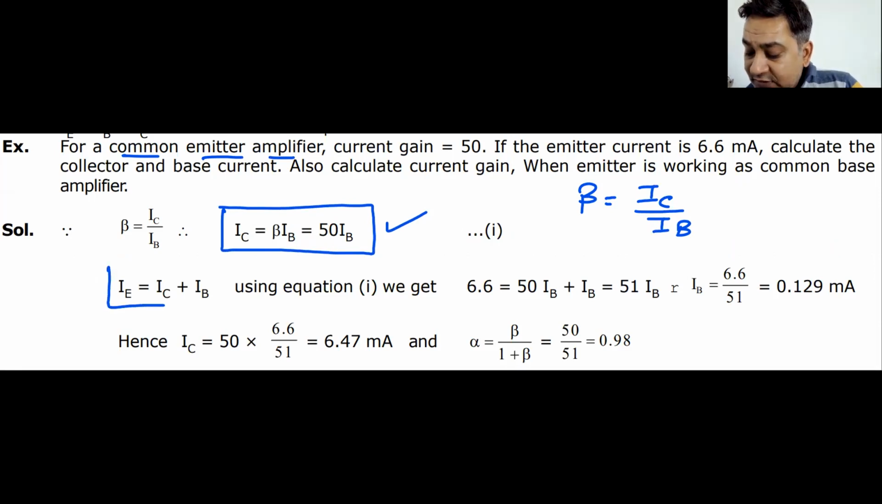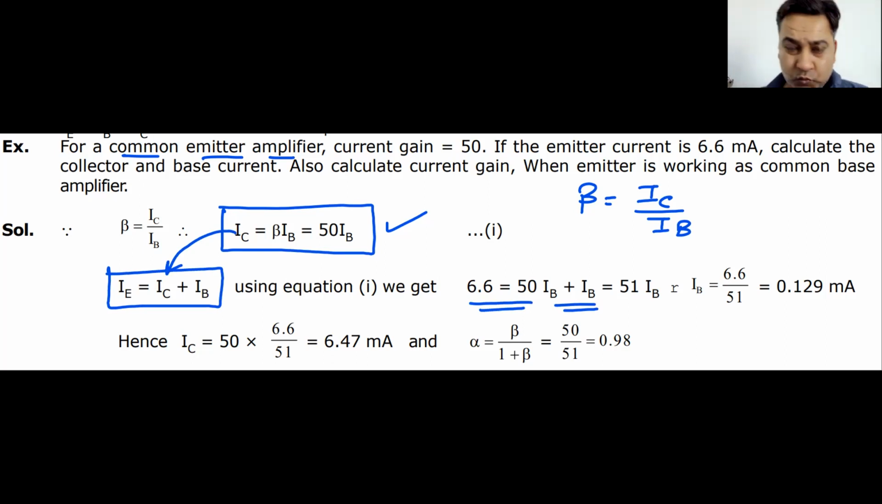Yes, sir. Then we know this equation: IE will be IC plus IB. I just put the value of IC here and I will get the value of base current. Simple calculation. Once the base current comes, you can multiply it by 50 and you will get the collector current. Base current is known. Collector current is known.